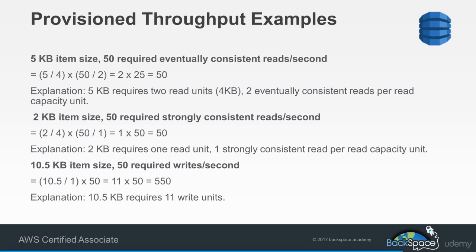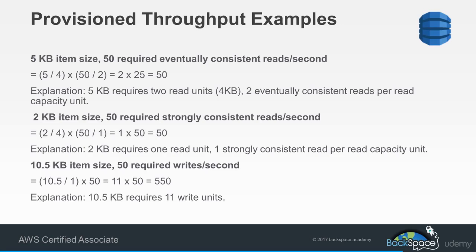So the provisioned write capacity that we need. We've got 10.5 KB in item size, and we want 50 writes per second. We obviously don't need to worry about eventually and strongly consistent, because these are writes. So it's 10.5 divided by 1, because the size is 1K for writes, unlike reads, which is 4K. So we have 10.5, and rounded up that's 11. So 11 times 50, which is 550. So the writes are quite straightforward to work out.